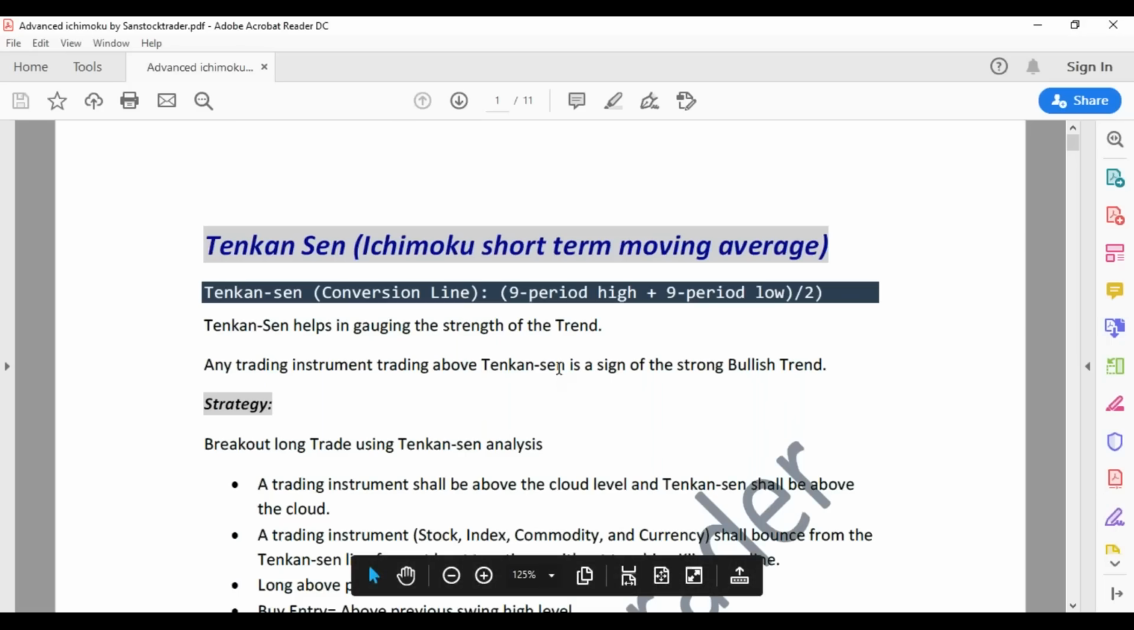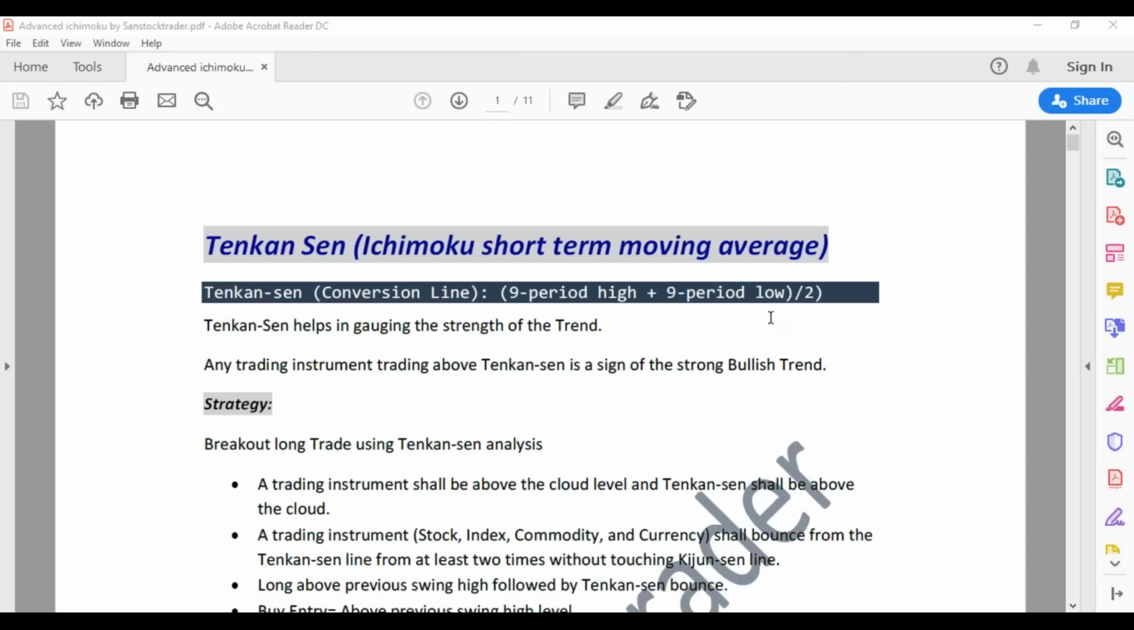Okay, so good afternoon, guys. Today we are going to discuss the advanced concept of the Ichimoku. My friend Dinesh has already taken basic concepts on Ichimoku, and today we will dig a little deeper and explore new concepts about the Ichimoku.